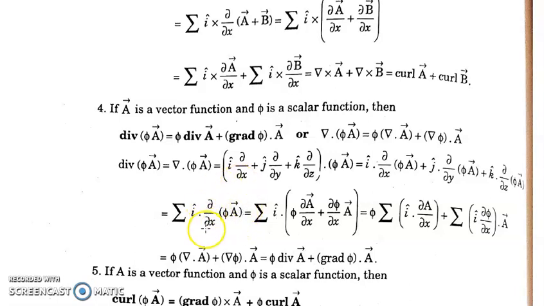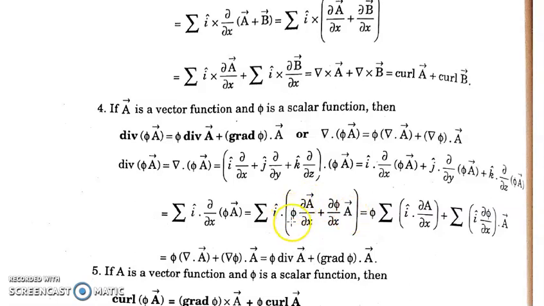Now let us find dou by dou x of phi A. So here phi is a function of x, y and z. So A is also a vector involving x, y and z. So when you differentiate with respect to x, you need to use the product rule for differentiation. So you will get I dot phi into dou A by dou x plus dou phi by dou x into A. Now take the dot product of both the components. So the dot product comes with the first term, and the dot product comes with the second term.